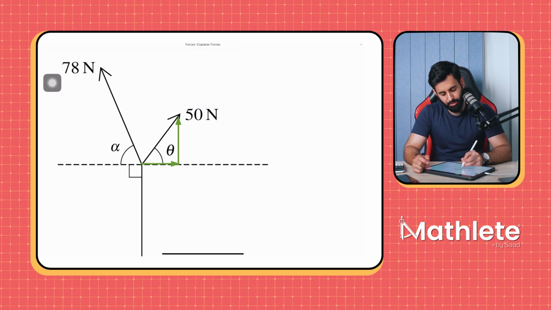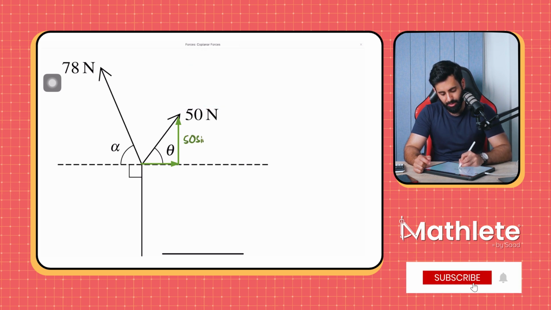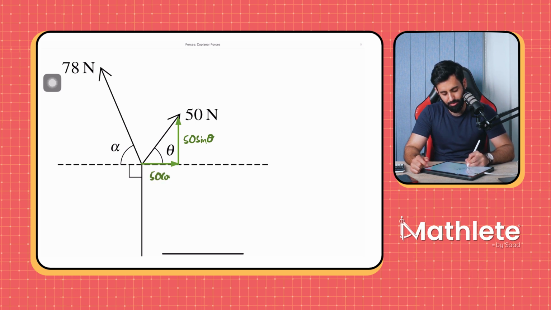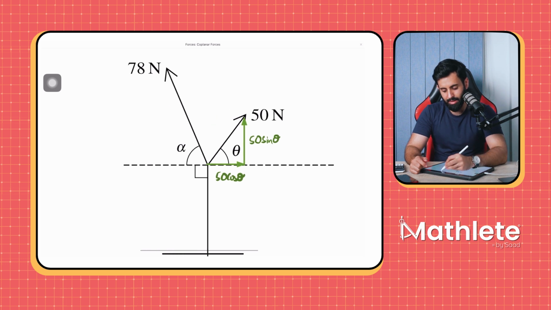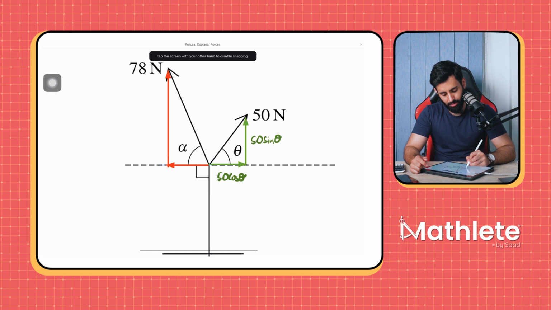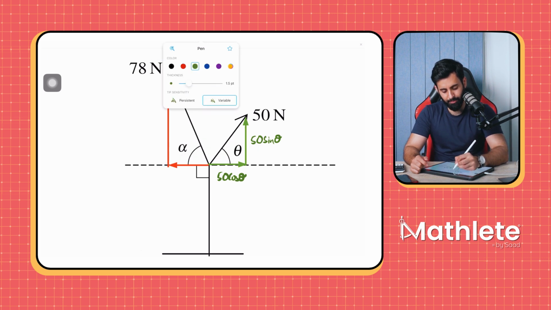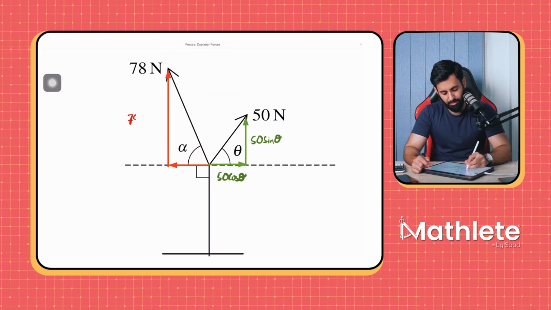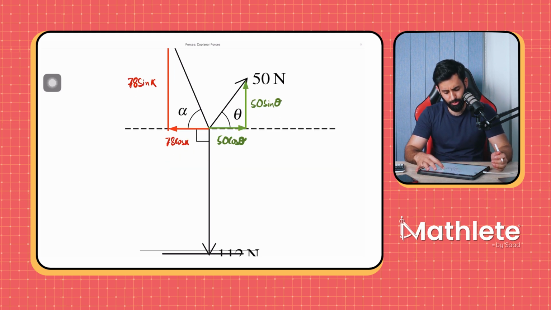So the vertical component is going to be 50 sine theta because it's the opposite side, and the horizontal component is going to be 50 cos theta because it's the adjacent side. Now let's break down this 78 Newton force. So this will also have a horizontal and a vertical component, obviously. The vertical component is going to be 78 sine alpha. The horizontal component is going to be 78 cos alpha. Yep, so far so good.